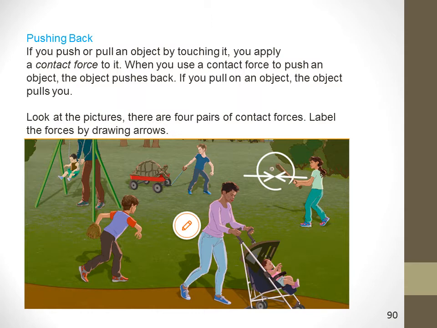Are you ready? Let's start. What are the contact forces in this picture? Excellent. Parent pushing child on swing, child pulling wagon, child batting a thrown ball, parents pushing a stroller. Let's draw them together. Do you see the arrows? Please draw them in your books. Very good.